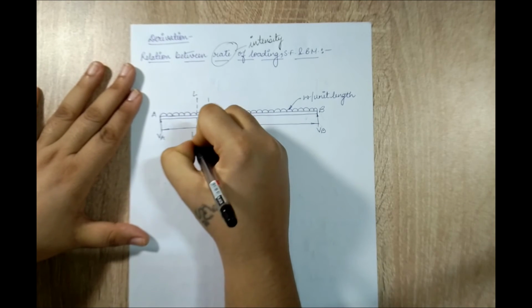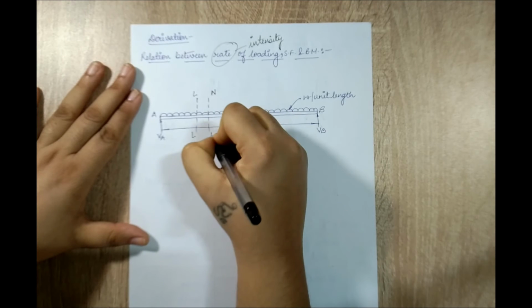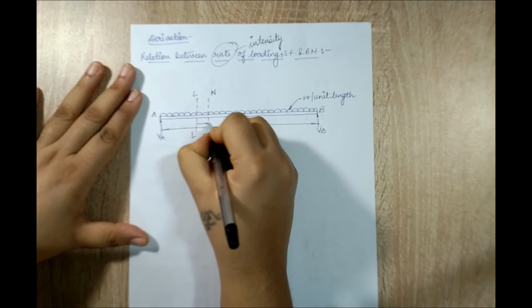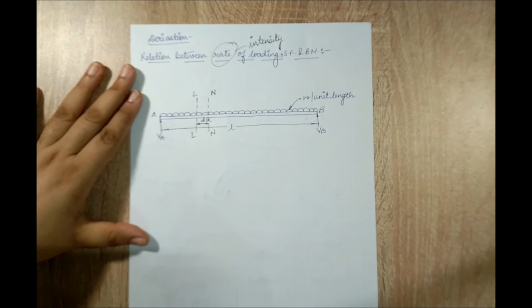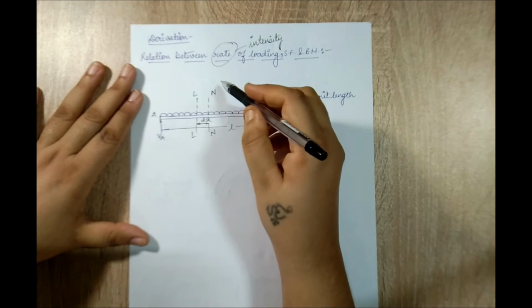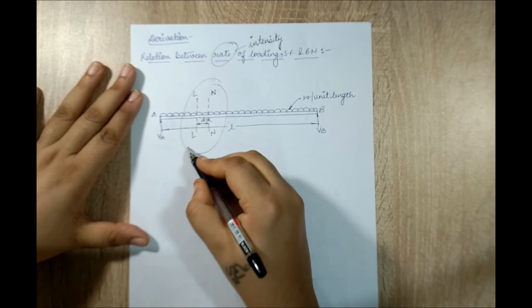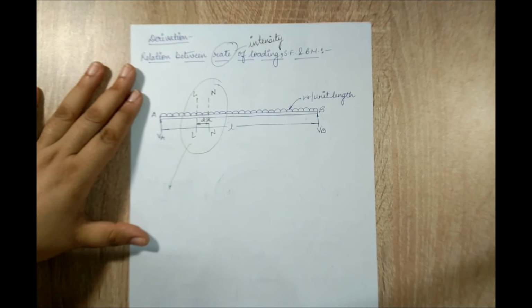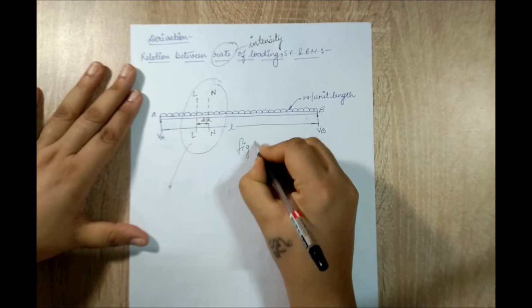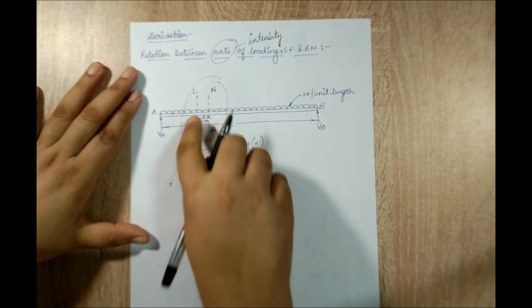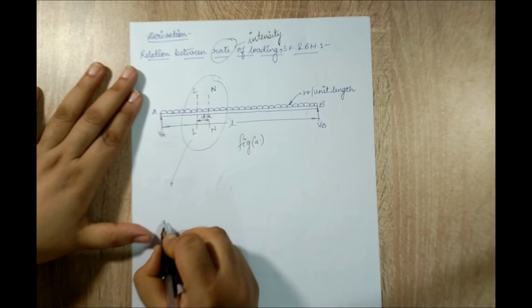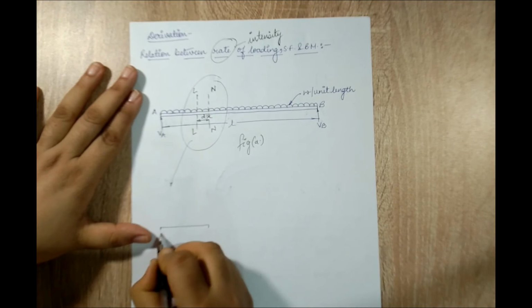Say this is LL and this section is NN. This is an infinitesimally small section and the length of this section is dx. So now I am going to take out this portion dx and I am going to draw over here. So this is my first figure. I'll be drawing the next figure over here, that is of this small portion. So let me draw the small portion.